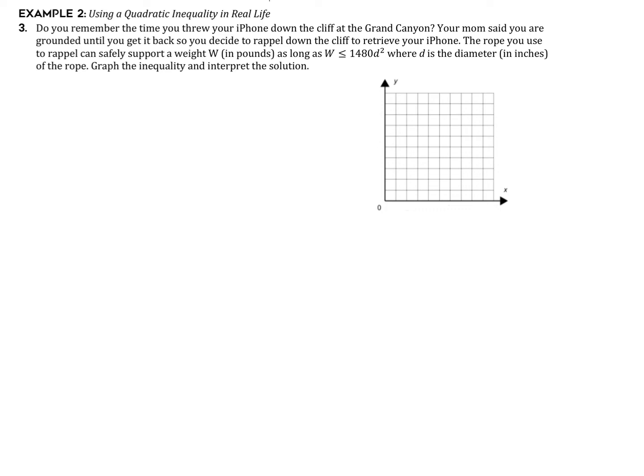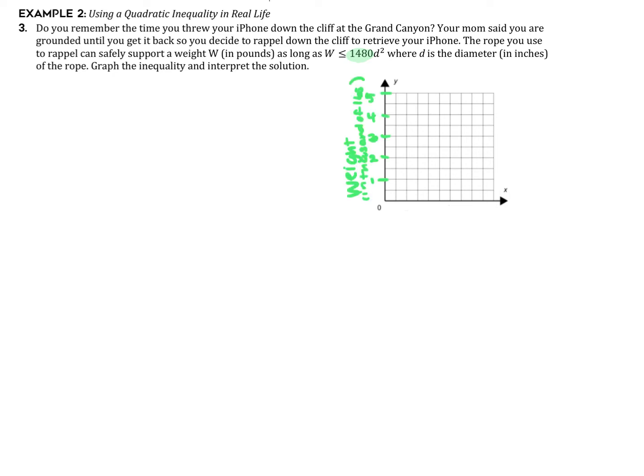So I'm going to start by making a table and setting up my graph. Since we're talking about the diameter, these numbers are going to be pretty small. I'm going to space out my y-axis, and I'm going to have my y-axis be in thousands of pounds because 1,480 is a really big number here. And we're going to be talking about small inches, like a half an inch, a third of an inch. So I'm going to label my axes appropriately.